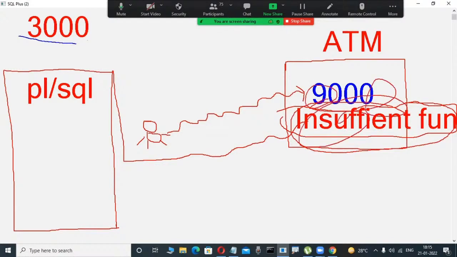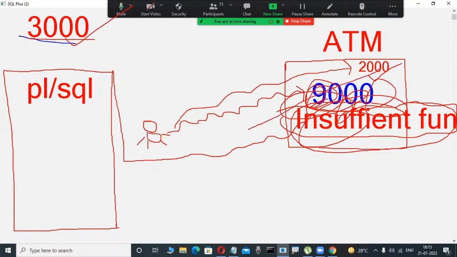Again, another scenario. For example, now here my balance is 3,000. Suppose I am inserting an ATM card. Now I try to withdraw 2,000 rupees, for example. Now is it possible? Possible. Why? Because here my balance is 3,000. Here 2,000 is less than 3,000. That's why trying to retrieve it is possible. We are withdrawing the money, 2,000 is possible in this example.